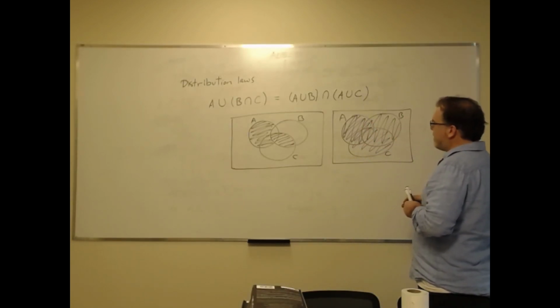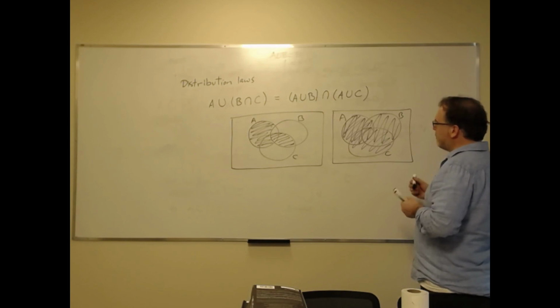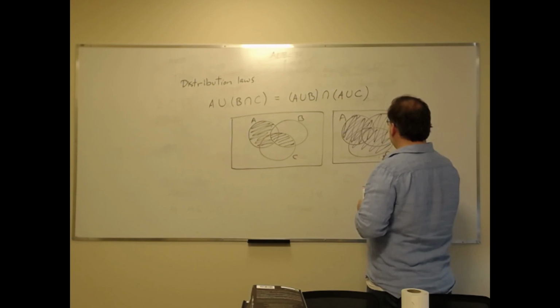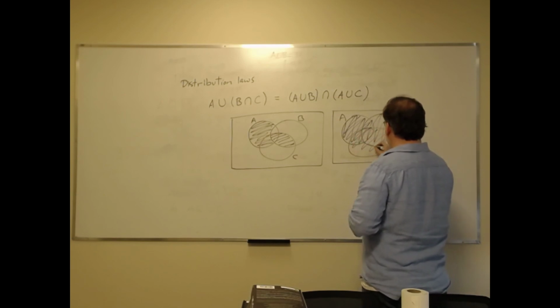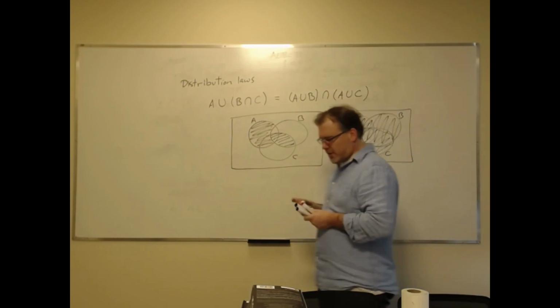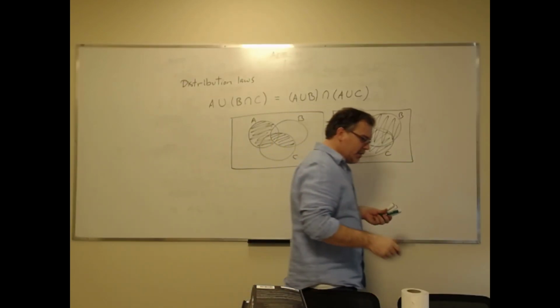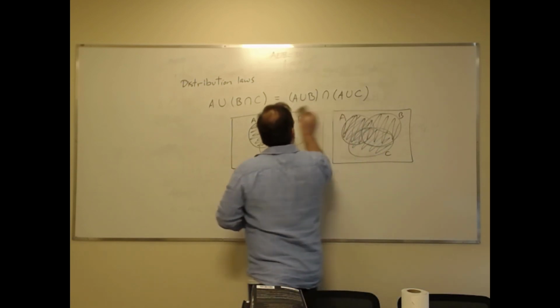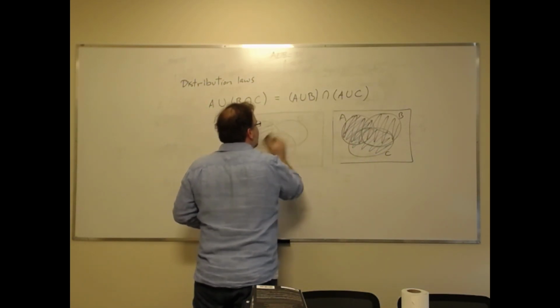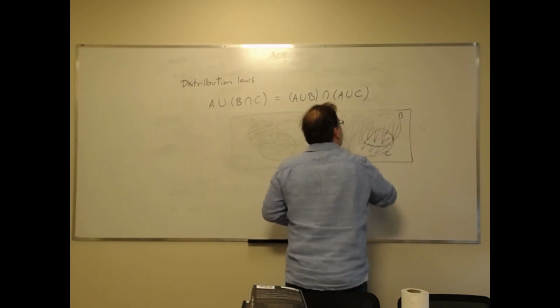So if we take the intersection of the two, we get what? We get this here, which is not the same. That means I got my distributive law wrong. Oh, what did I do? That's a crime against logic and set theory.